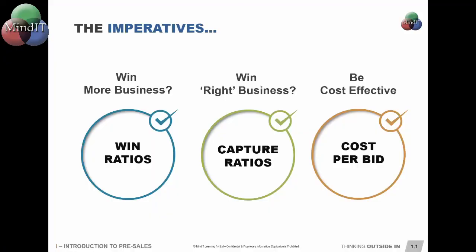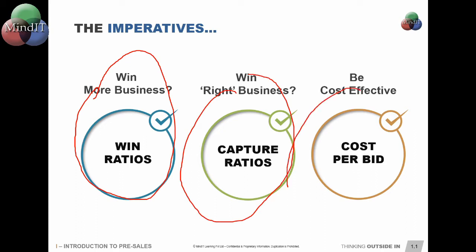So let us look at the three key measurements for pre-sales function. We talked about the win ratio. We talked briefly about the capture ratio, and we talked about the efficiency of the pre-sales measured by cost per bid. So briefly, we'll go into each one of these.